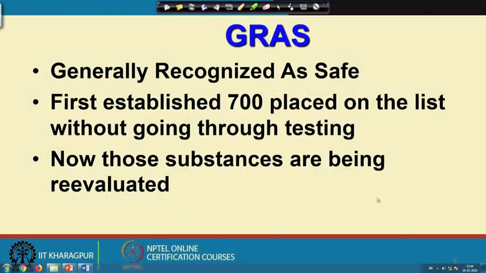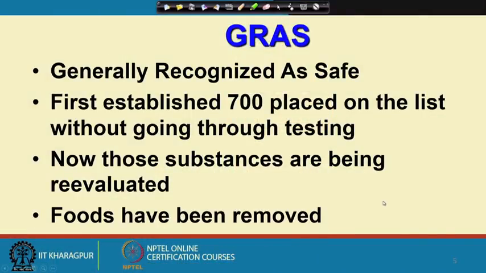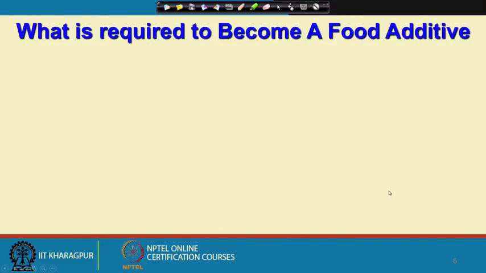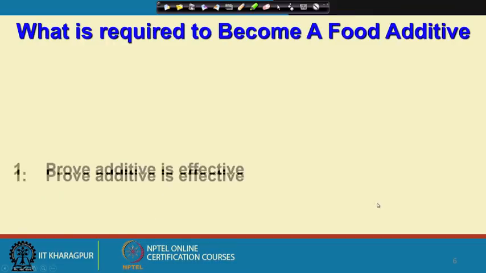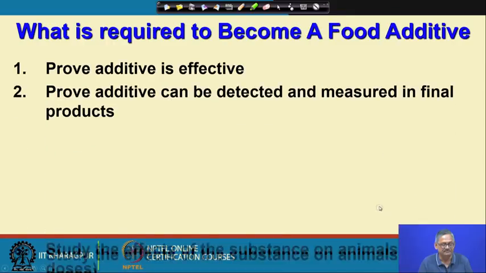When we come to the law sometime, at that time you will see that you can directly use it without going for any bindings like that. Okay? So, after generally recognized as safe, let us look into what is required to become a food additive, what are the requirements.